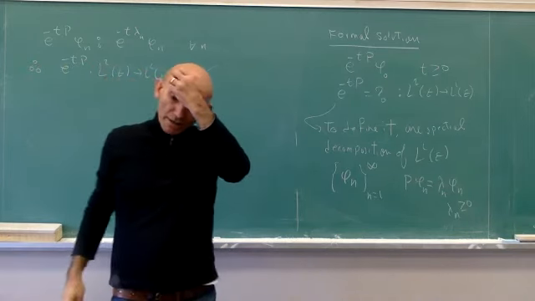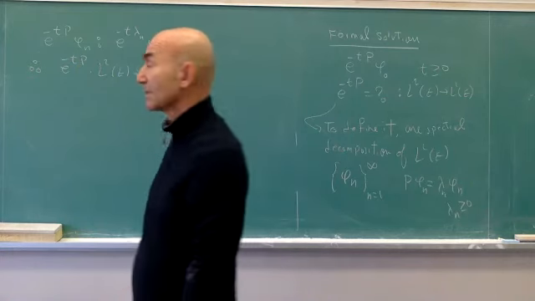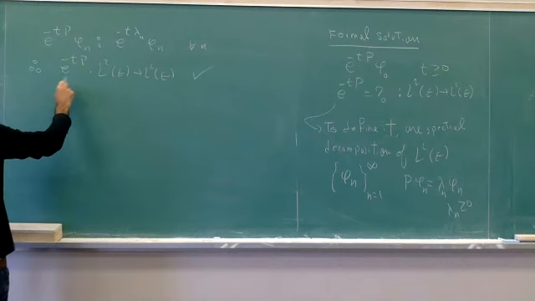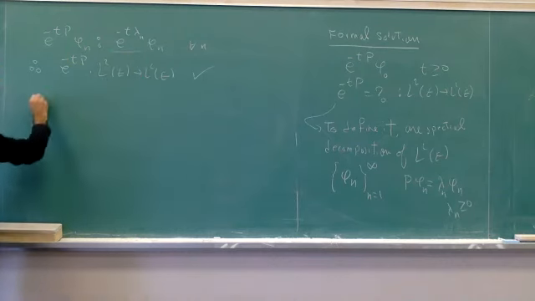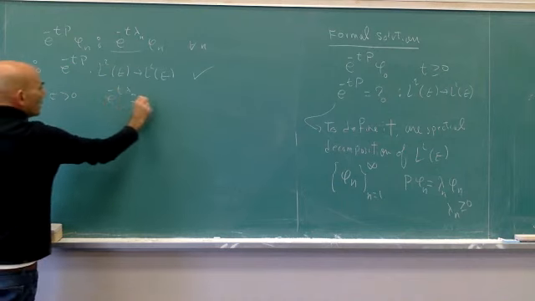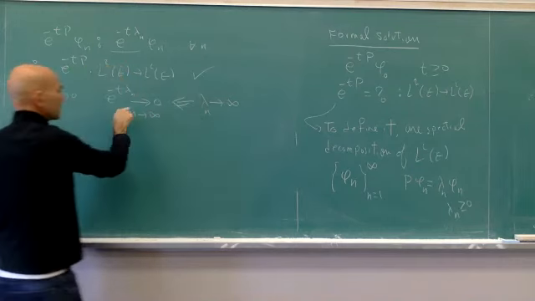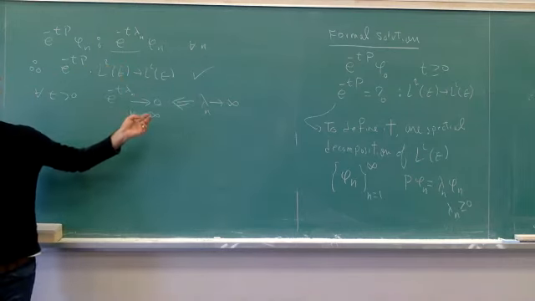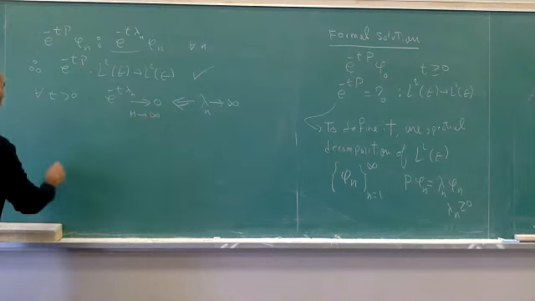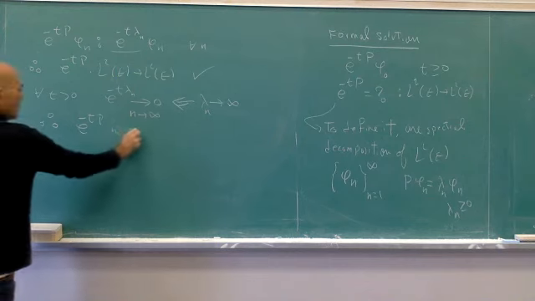Not only is it defined, you can immediately see that the eigenvalues go to 0 as n goes to infinity. For any t positive, e to the minus t lambda n goes to 0 as n goes to infinity, since lambda n is going to infinity. So this is a compact operator. Not only is it a bounded operator, but in fact it's a compact operator.